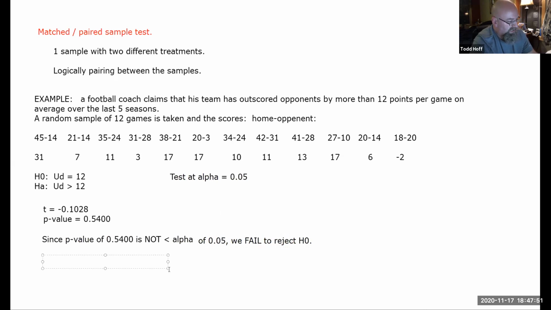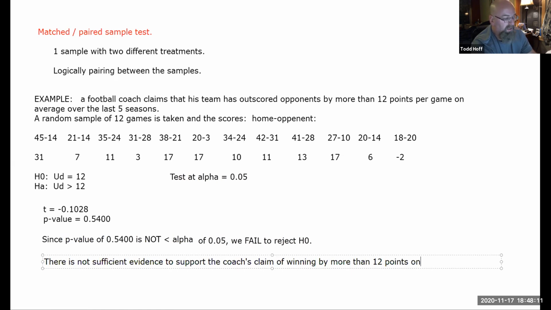So this means there is not sufficient evidence to support the coach's claim of winning by more than 12 points on average. So we were not able to give the coach any support there with that test. In fact, if you look at the calculator, the mean difference was actually 11.75 for the sample, not a 12. So we were well below it as far as the test is concerned.